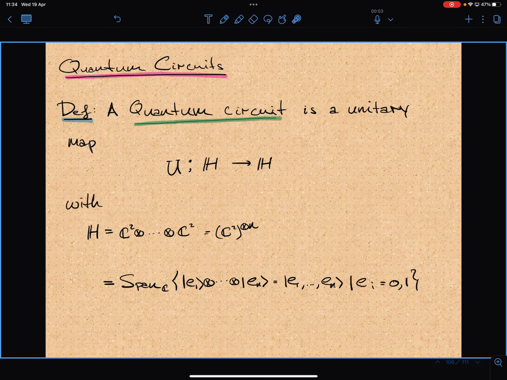Okay. So now let's move on to the quantum circuit, and I take an analogous definition to the classical circuit.